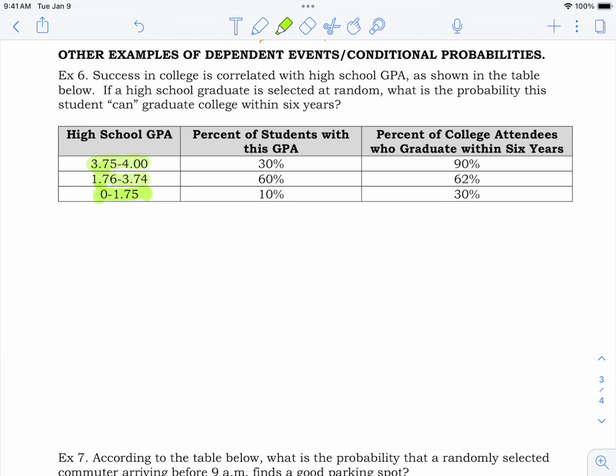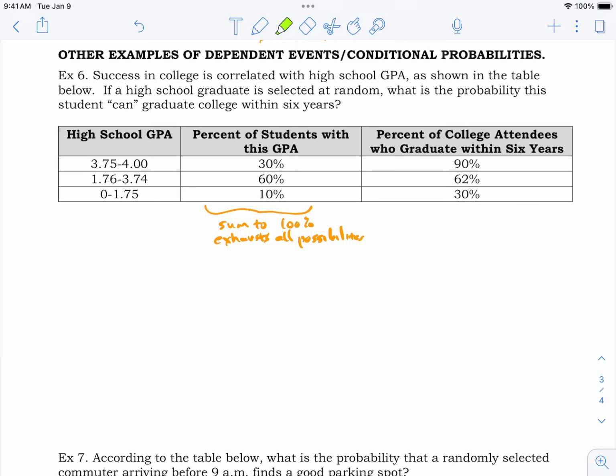This is the percentage of students graduating high school with that GPA, with that GPA, with that GPA. Now notice that these numbers sum, or add, to 100%. And why is that? Well, because this exhausts all the possibilities. GPA starts at 0 and ends at 4, and there's no holes here. It's 0 to 1.75, 1.76 and up. That's everybody, right? That's all possible GPAs. And if it's all possible GPAs, then we must have 100% of the students falling into one of these categories, and so that's why it adds up to 100%.